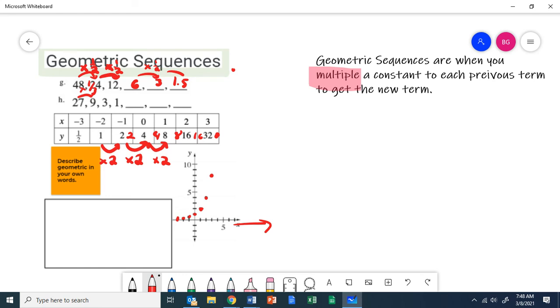So a geometric sequence cannot be represented with a linear graph. It actually has a special name, and it's called exponential, and that's what we'll get to in chapter 7. But you need to be able to recognize if it's a geometric sequence, and a geometric sequence means you're multiplying by a number each time. So that would be your sequence generator.